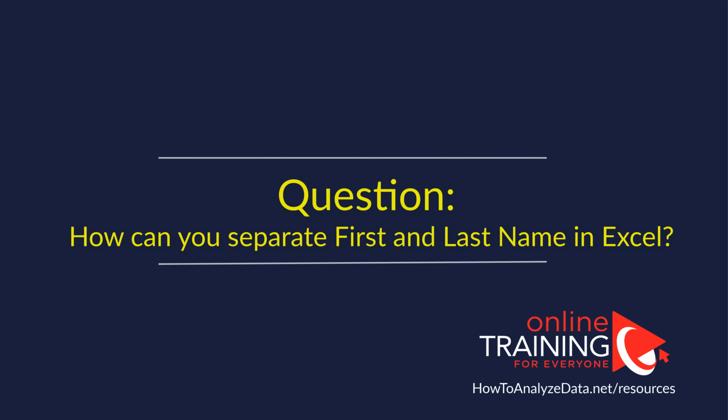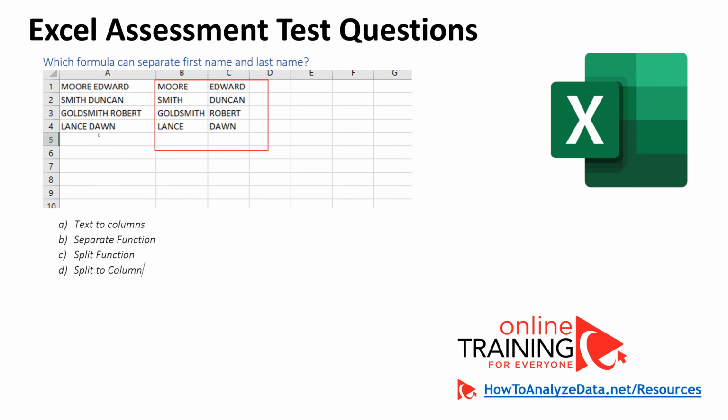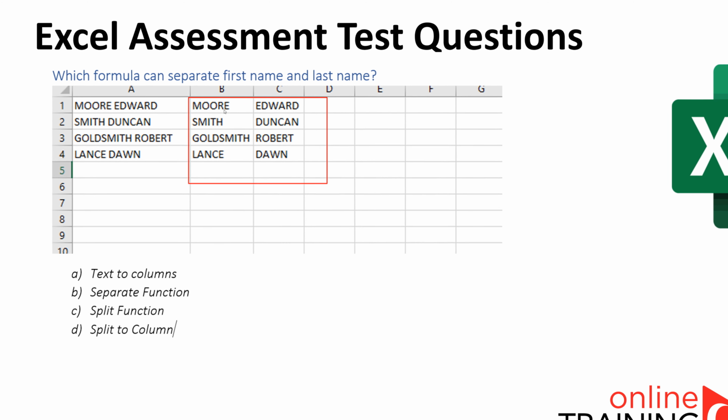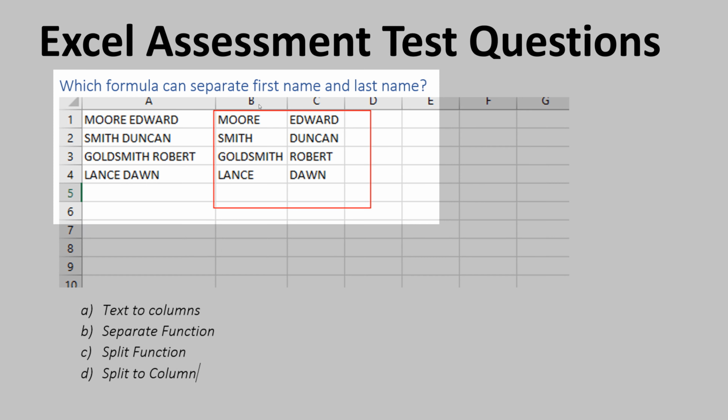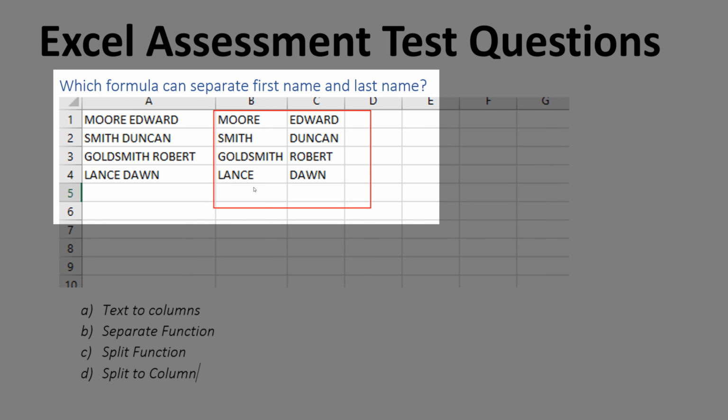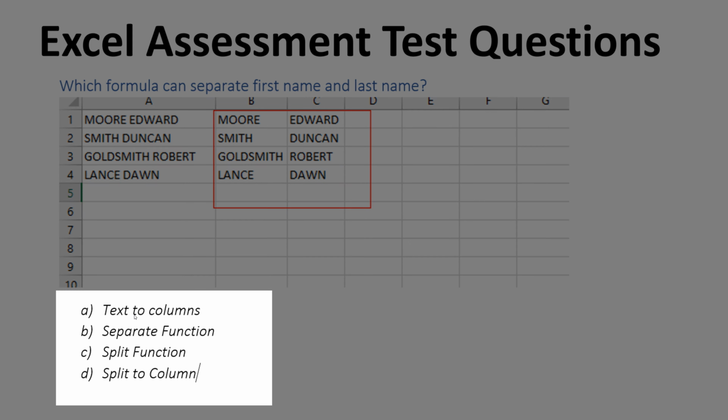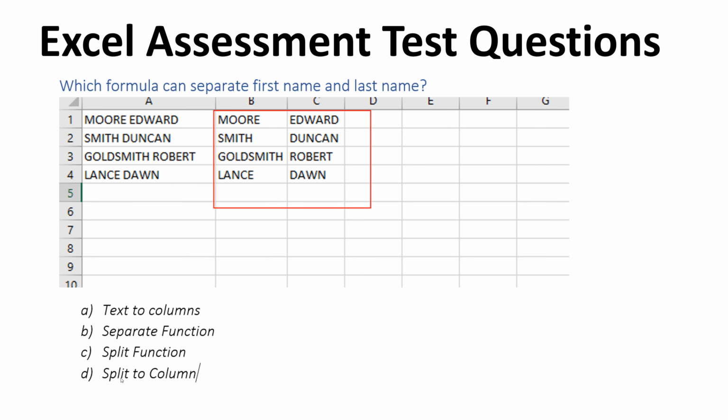A lot of times when you work with data from another source, you may need to separate the data into separate columns. For example, here we see a combination of first and last name in column A, but in columns B and C, you see these values as separate values. How would you do it? Which Excel function would you use? You're presented with 4 different choices: text to column, separate function, split function, and split to column. Which one would you choose?